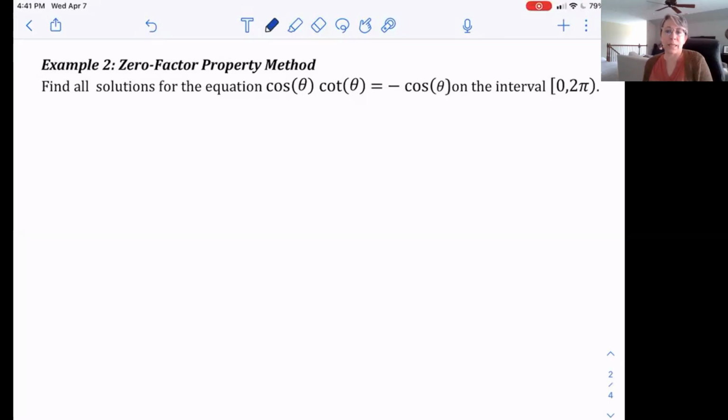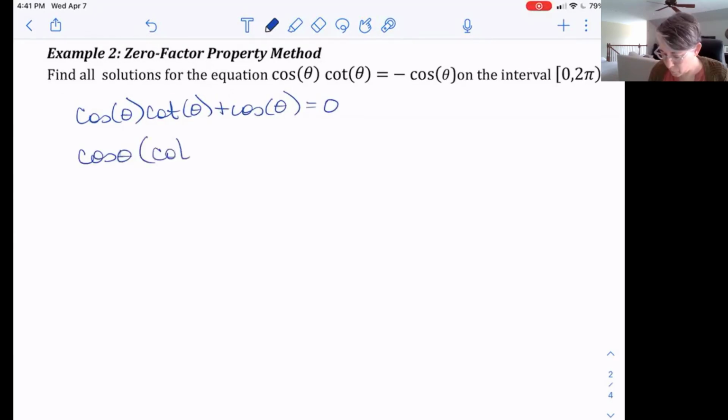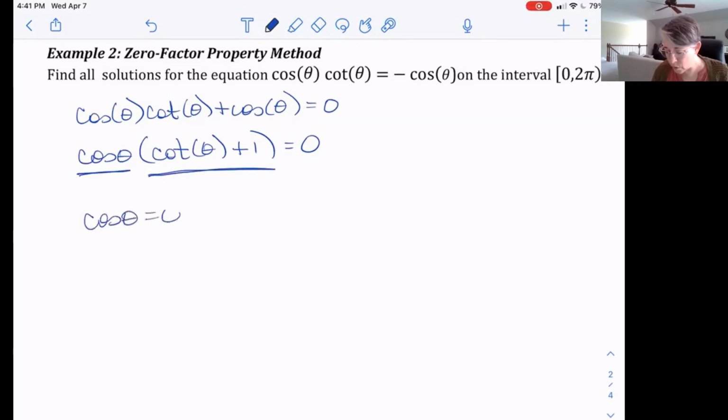Sometimes we read it as cosine, but notice there's a T instead of an S. So if we added that cosine theta to the other side, then we can factor out a cosine theta and use our zero property. In other words, we have two factors being multiplied, this factor and this factor. So either cosine of theta equals 0 or cotangent of theta plus 1 equals 0.